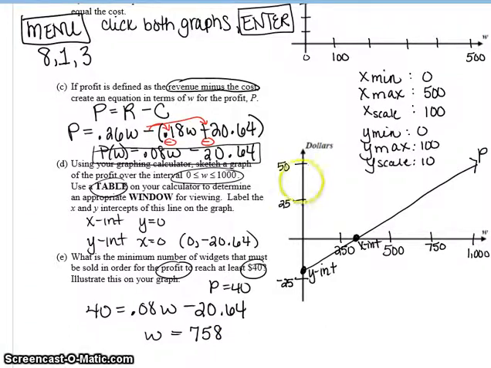Okay, if you did that graphically, here's the line, like y equals 40. And you're finding the point of intersection, and that point of intersection is at 758. Okay?